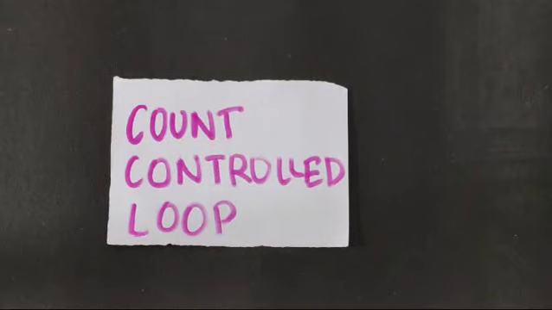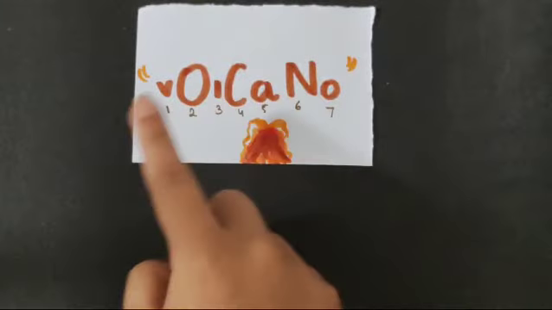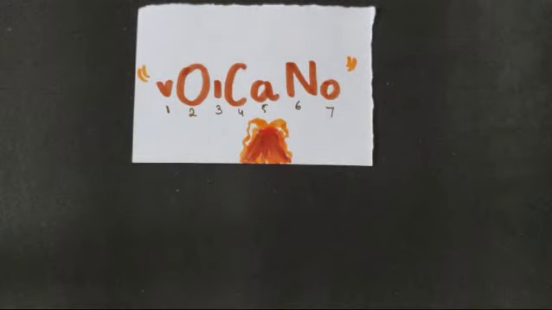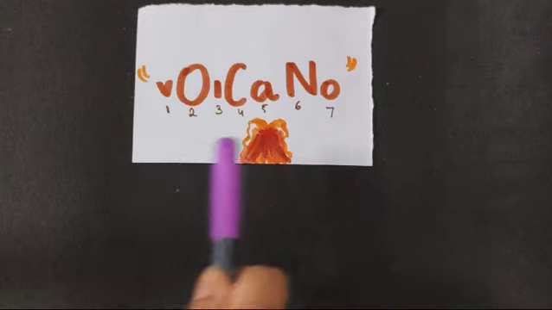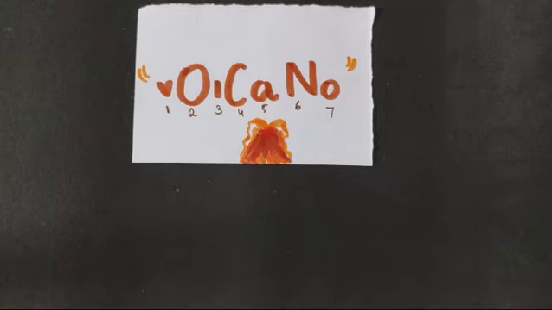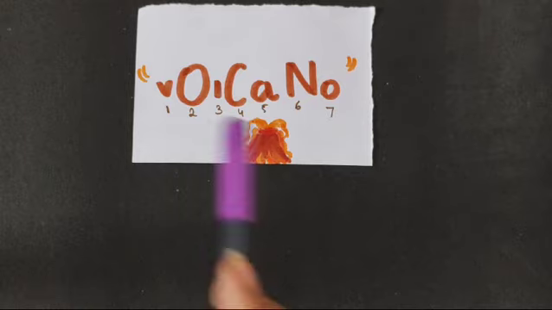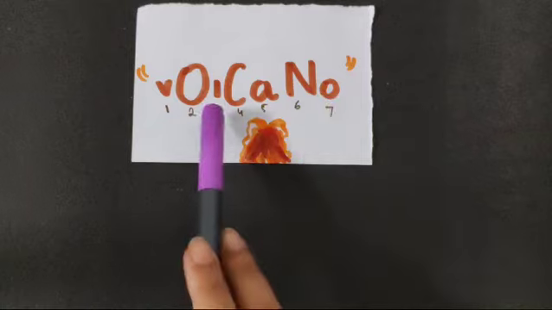Now let's look at an example for count control loop. So here is a string. I'm going to call this my string. And this is volcano, as you can see. So I want you to count the number of O's that are present in the word. Case does not matter. So that means we can see it's 2 O's, right?